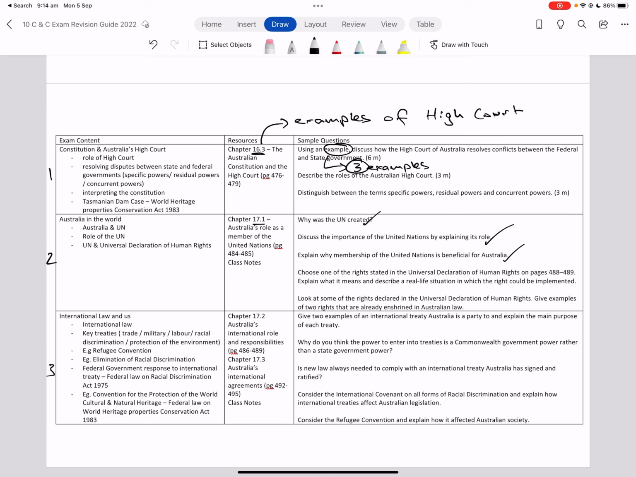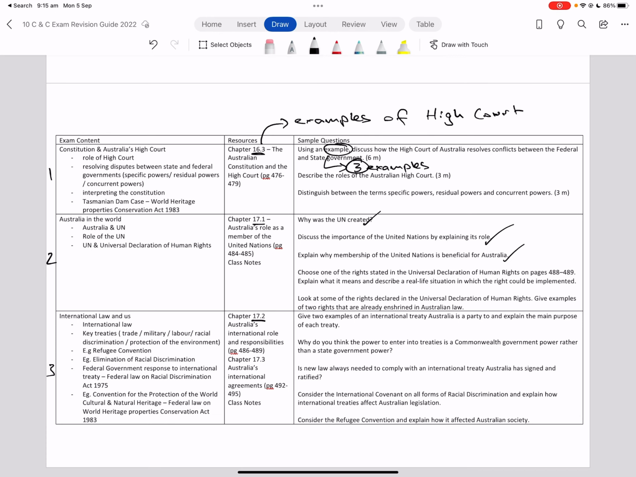Finally, we've got international law, so other key treaties. We've gone through some trade treaties. We had a look at the Refugee Convention briefly, and also had to talk about racial discrimination. You're probably going to be asked a question about one or two of those, and there are some pretty good practice questions here that you can use to reinforce your knowledge. And that information again can be found in 17.2.